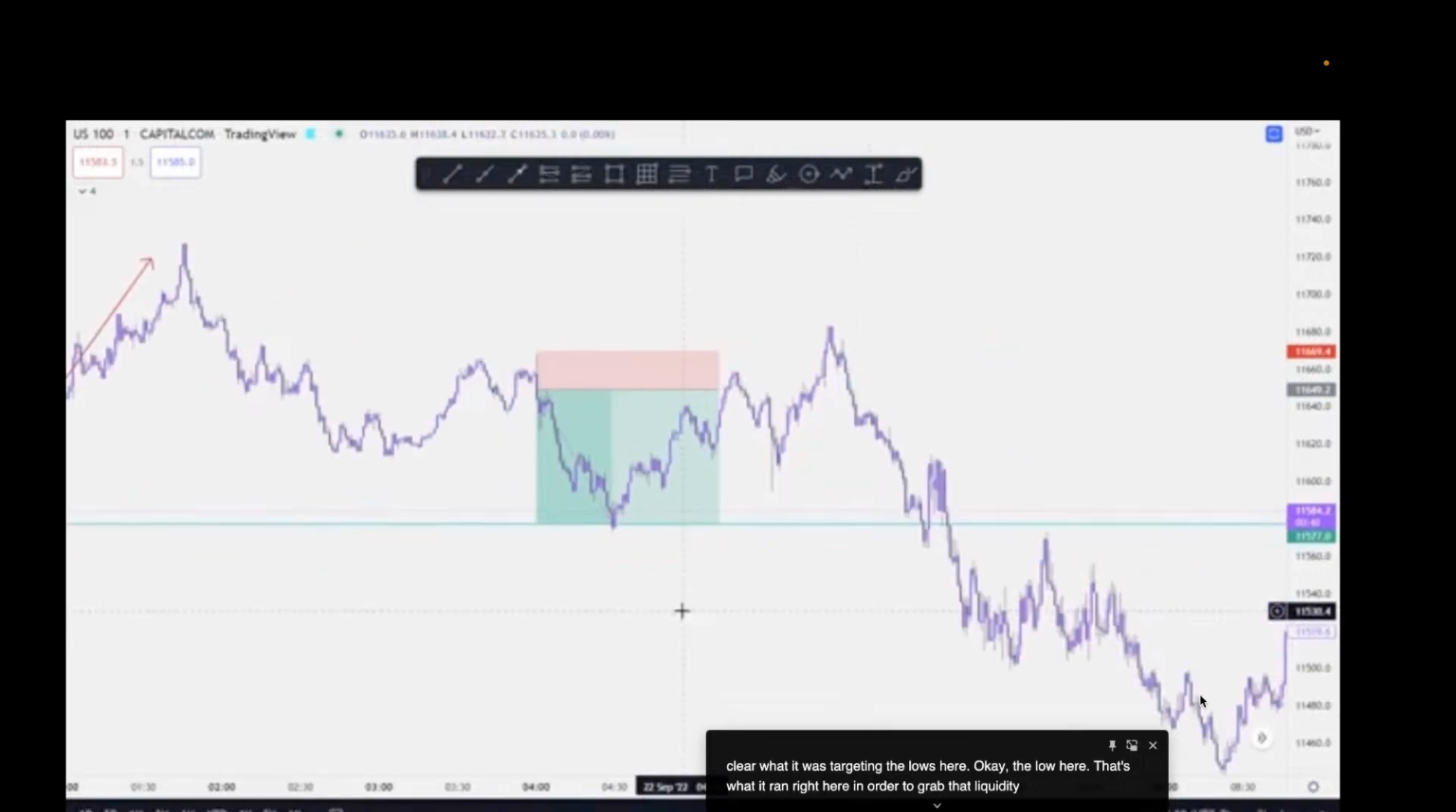You can do the same thing running along here. These highs, what did it run? It ran liquidity here.